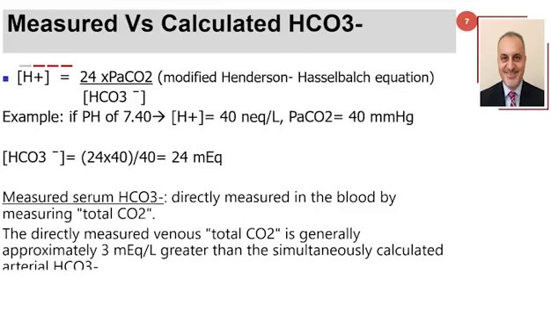This is what we call the modified Henderson-Hasselbalch equation، اللي هي الهيدروجين ion concentration equals 24 multiplied by the PaCO2 divided by bicarbonate level. An example: إذا عندك أنت pH of 7.4 عندك الهيدروجين ion concentration roughly is 40، وعلى فرض إنه عندك PaCO2 is 40، فأنت you apply the Henderson-Hasselbalch equation تقدر أنت تعرف الكونسنتريشن تبع PaCO2.